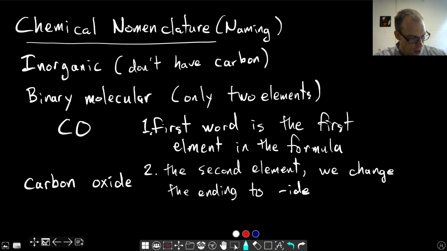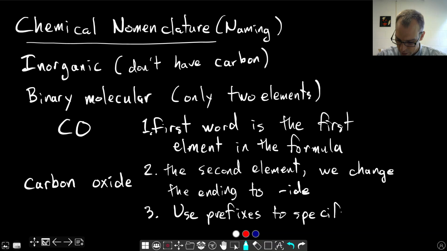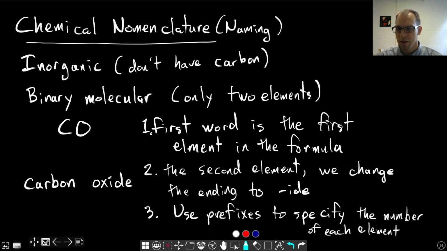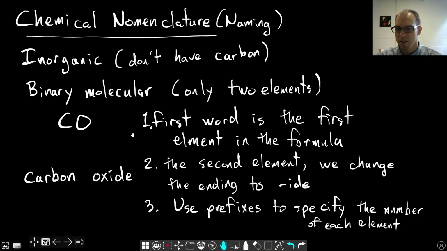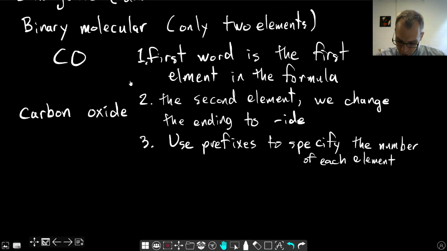And then the final thing we need to do is to use prefixes to specify the number of each element. In the case of the first element, since there's only 1 carbon, we just leave it as carbon. And for our second element, we need to say there's only 1 oxygen. There's a series of prefixes that we use. This is table 2.2 in your textbook, a quick reference, but I'll write some of them down here.